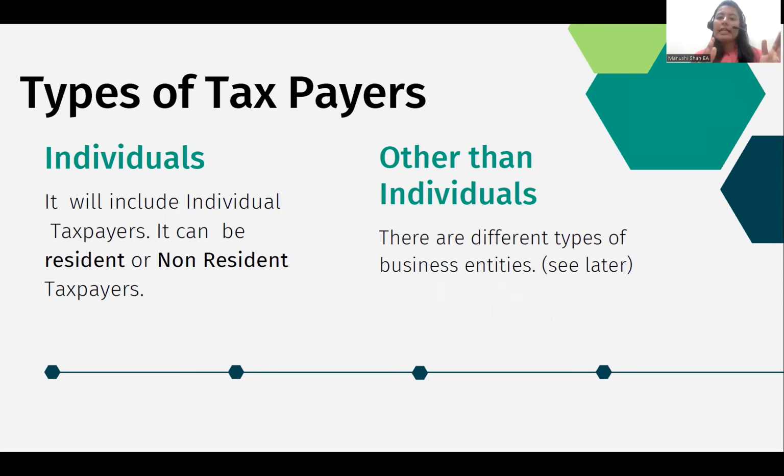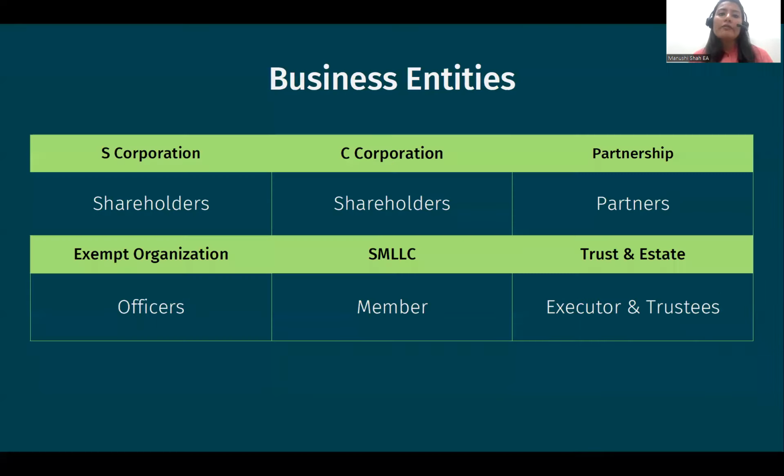In individual, it can be a resident individual or a non-resident individual. And apart from individual, we have different types of entities, which can be business entities, which will include C corporation, S corporation, partnership, tax exempt organization. Then we have the single member LLC and trust and estate. So all these types of entities are run and administered by different members.